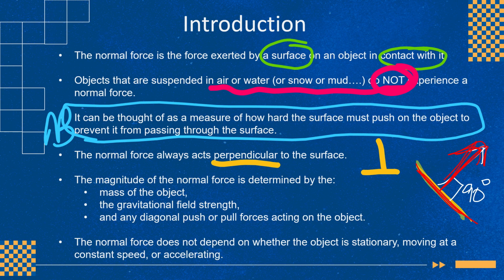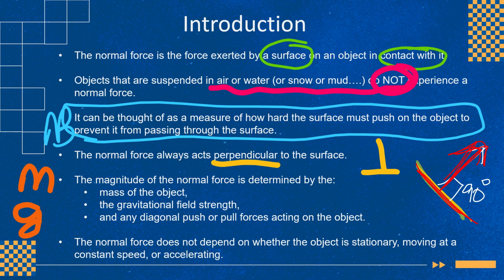The next bullet, also very important, because this bullet tells us what determines the magnitude of the normal force. The direction of the normal force is always very easy. It's perpendicular to the surface, upwards, away from the surface. The magnitude of the normal force is determined by three factors. The mass of the object, because that determines how deep the mass tries to sink into the surface, presses down on the surface. The gravitational field strength is just g, so m, lowercase m, g.